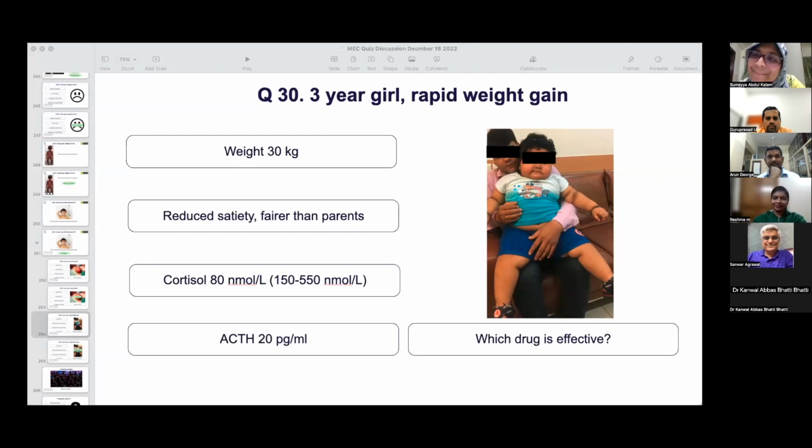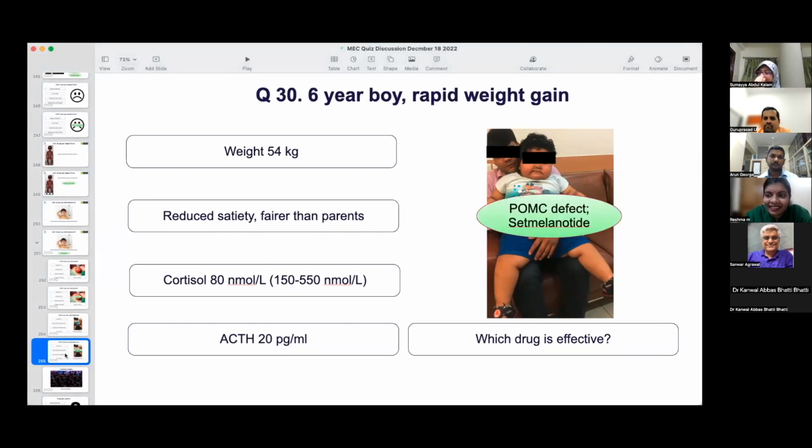It's a 3-year-old girl with rapid weight gain, fairer compared to the parents, low cortisol, and a low ACTH. Sorry, sir. MC4R. Yeah. But unfortunately, we don't give a second choice in this one. Okay. So, this was actually, if you had thought, you would have got the answer. MC4R receptor, agonist, alpha-melanocyte. But anyway, this was a wonderful effort by Dr. Aniket as well. So we have come to the end.